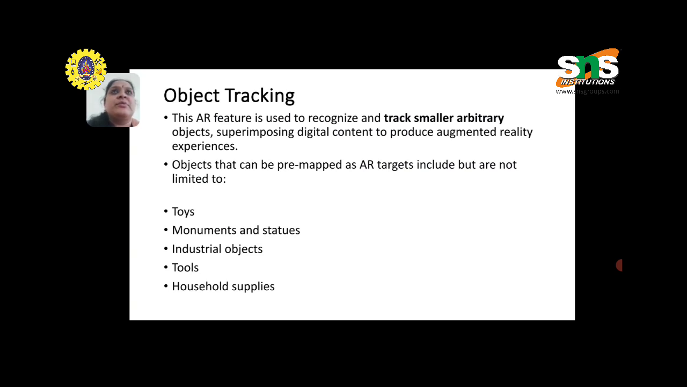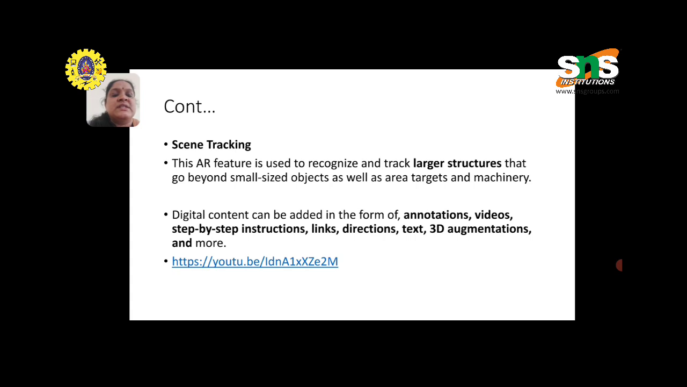Object tracking is nothing but, say for example, if you have any object in front of you, like toys, or it can be monuments, or any object, or any tool, or any household supplies. So how we can track these things into this AR device? It can be mapped with the AR targets, but is not limited to these things.